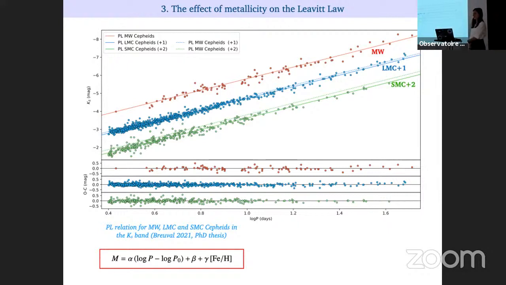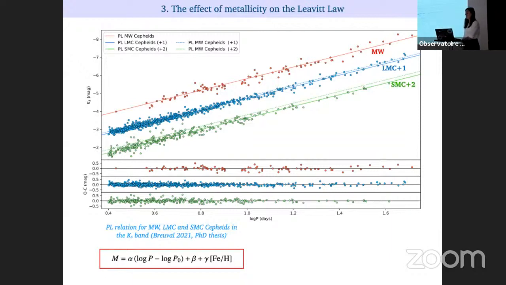Or probably we should look for metal poor Cepheids in the Milky Way, if there are any. So what do you think? How good is this assumption? Well, actually, we are kind of forced to make such an assumption, or is there a way out? Yes, we are forced to make this assumption.